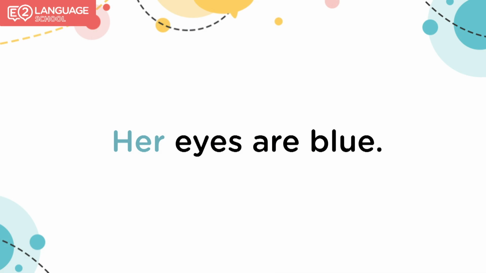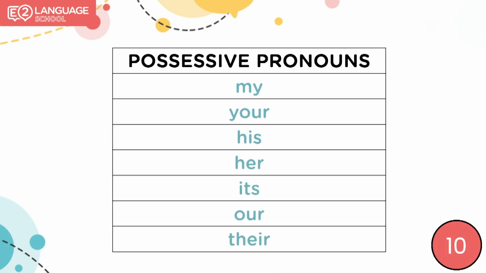I'm now going to show you a list of the 7 possessive pronouns in English, and I want you to read them. Very simple, just read the list of pronouns, and you have 10 seconds to read this list.